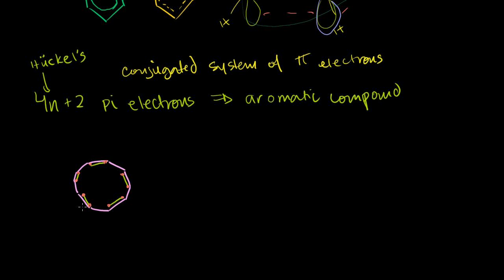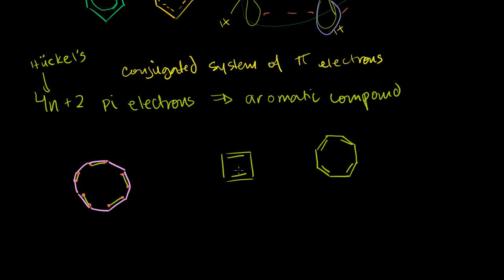Now, this is one thing that I always wonder. It worked with 6, it worked with 10, but what about 8? It seems like with 8, these double bonds could flip around just as easily. So what if I had, or even 4, what if I had a molecule that looked like this? Or a molecule that looked like a stop sign, 1, 2, 3, 4, 5, 6, 7, 8, that had double bonds that alternated like this. You might say, hey, maybe those also are aromatic compounds.